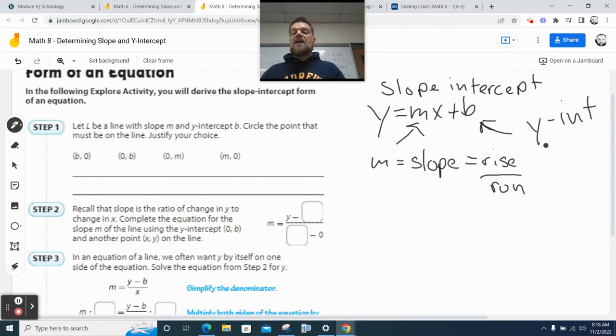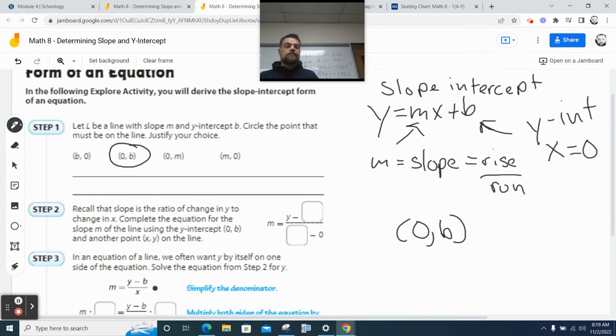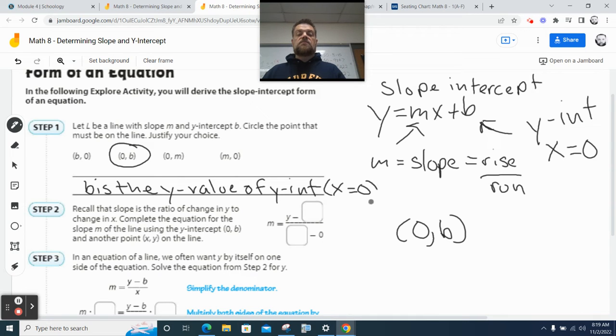And remember, for the y-axis, or the y-intercept, x always has to equal 0. So if I think about this, isn't that going to be 0, comma, whatever the b value is? Yeah. So this is the one I need. And just say b is the y value of the y-intercept. And then in parentheses, put x equals 0. That's it.